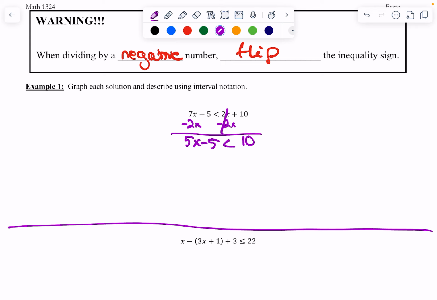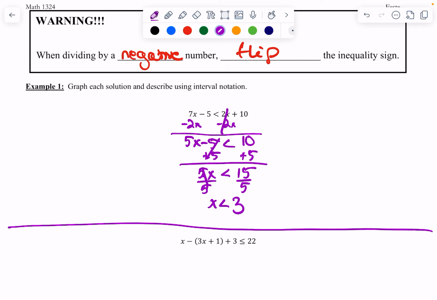Now we want to move the 5 to the right as well. So we add 5 to both sides. Again, we're doing the opposite operation. 5x is less than 15. We still have the coefficient of x, so the 5 in front of the x. So we're going to divide by 5 now since it's a multiplication. X is less than 3.